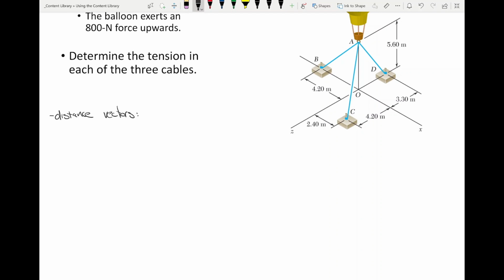All right, if you recall, distance vectors are needed because if you want to describe a vector in 3D, the easiest way of doing it is first get a distance vector, then divide by the length to get a unit vector, then multiply by the magnitude to get a force vector, right? So what we need are distance vectors for AB, AC, and AD.